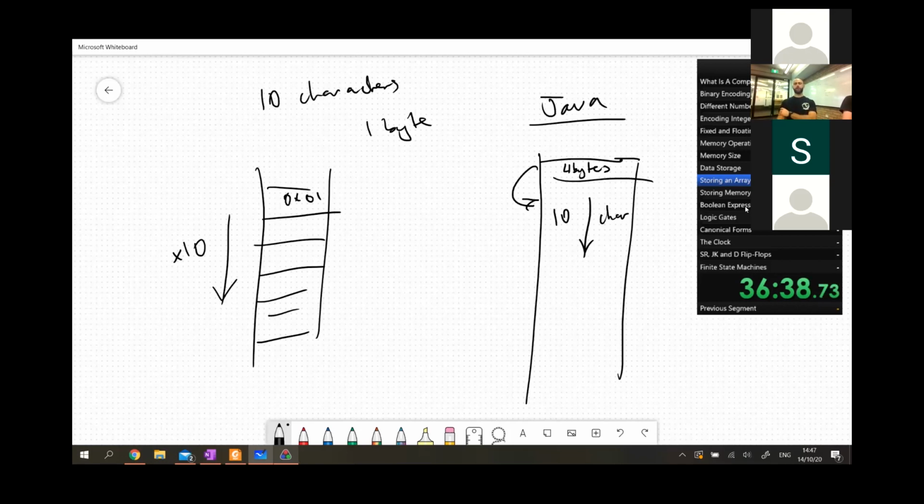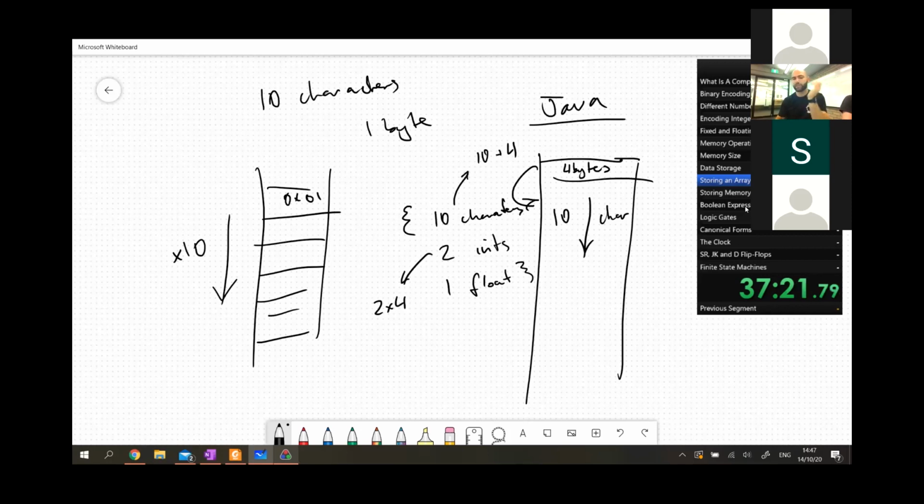Now, what you're probably going to be asked about is something like structs. Let's say you've got a struct made up of 10 characters in an array, then 2 integers not in an array, and then 1 float. And it asks how much space this is going to take up. Assuming this is in Java, say the characters are 1 byte each, you'll have 10 bytes plus 4 for the array length. The integers will be 2 times 4 bytes, and the float 1 times 4 bytes. So your total struct is just the addition of all these.